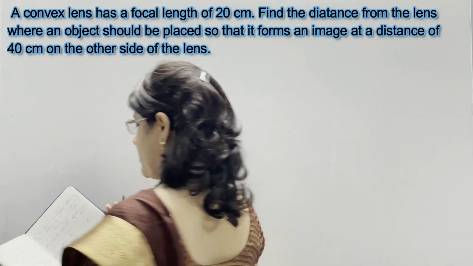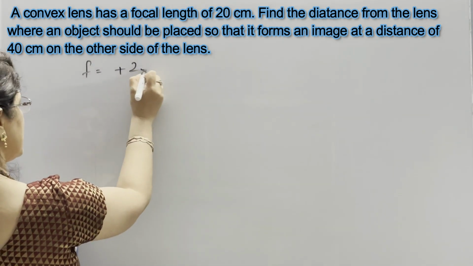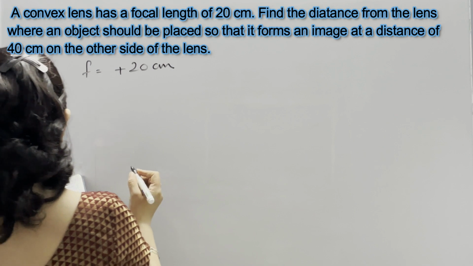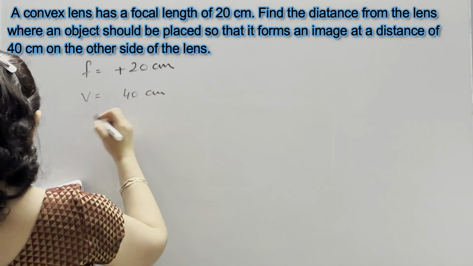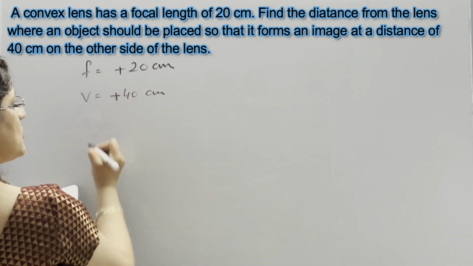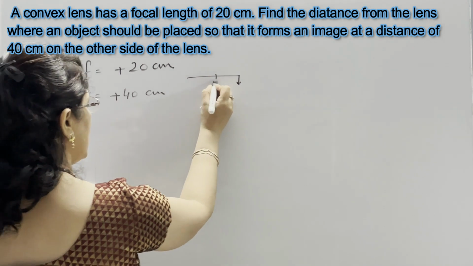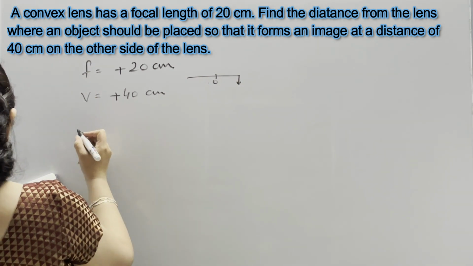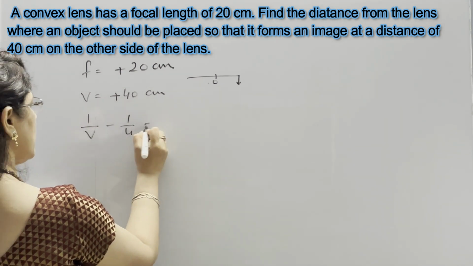So according to the question, focal length is 20 centimeter, focal length of convex lens, so plus 20 centimeter, and image is forming at a distance of 40 centimeter on the other side of the lens. It means it is also taken as positive because we are taking the image on the other side of the optical center. So straightaway coming to the lens formula, 1 by v minus 1 by u is equal to 1 by f.